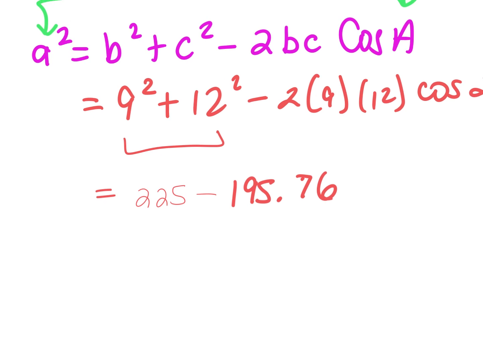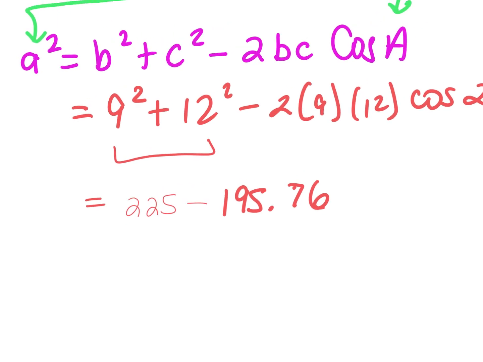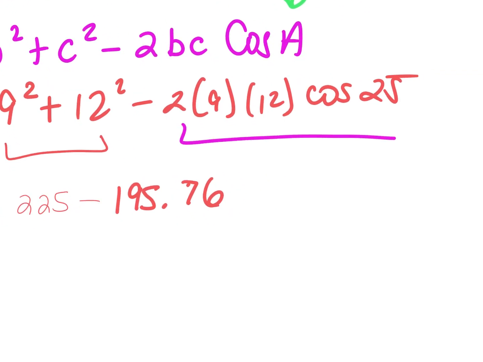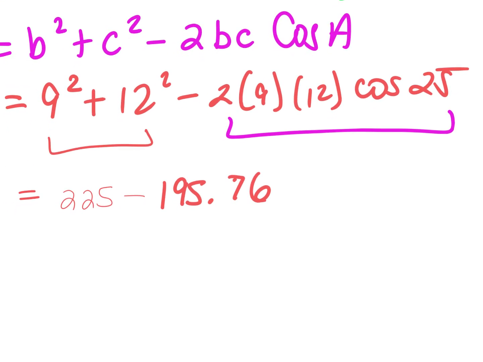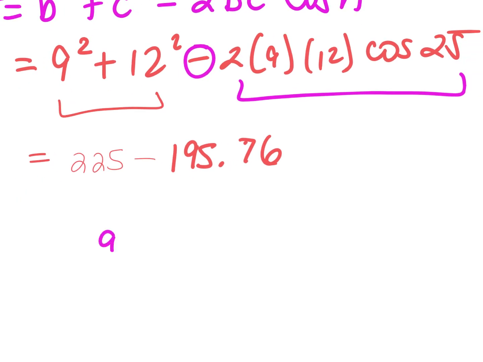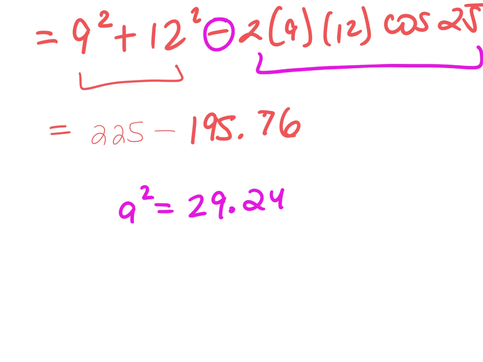Guys, sometimes when you simplify this, and you'll see here in a minute, you get a negative number. But do you notice this negative sign here? If I have minus a negative, what does that become? Plus. So just be careful, all I'm saying. So now 225 minus 195.76. So I have A squared equals 29.24. Is that my answer? Why not? You got to take the square root.